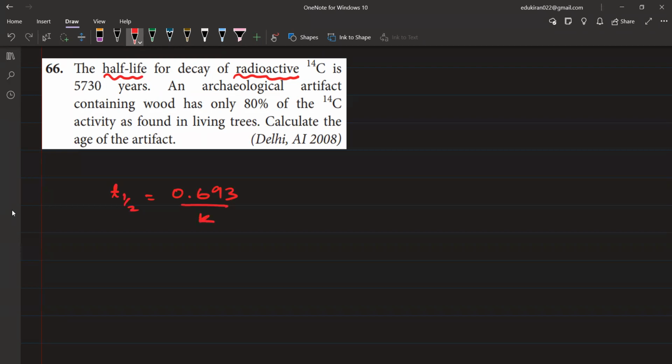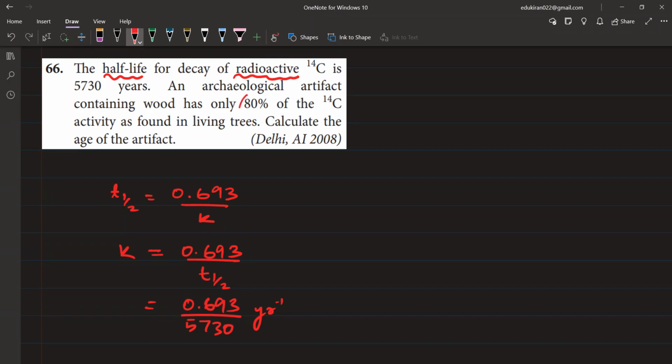If I know the T half, then I can calculate the K as 0.693 divided by T half. This will be equal to 0.693 over 5730, T half is 5730. This will be year inverse, right? K we have calculated in terms of year inverse. Okay. Now what we need to do?